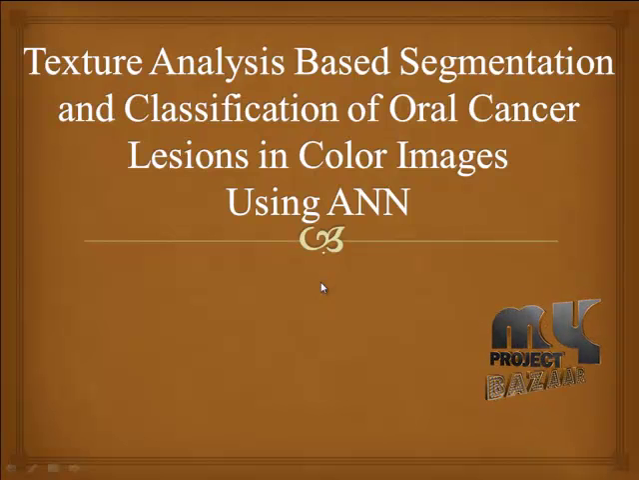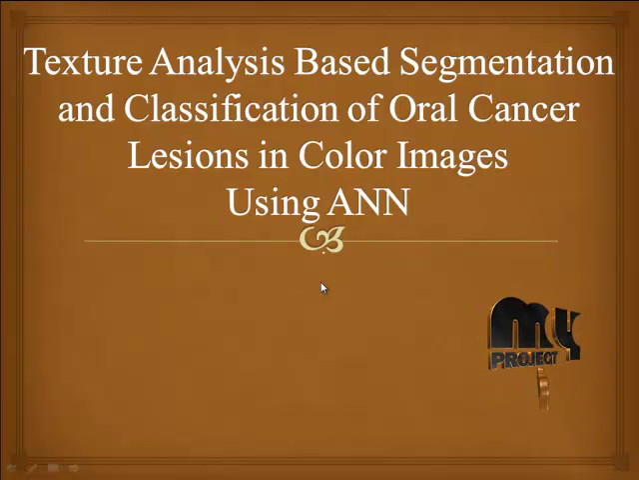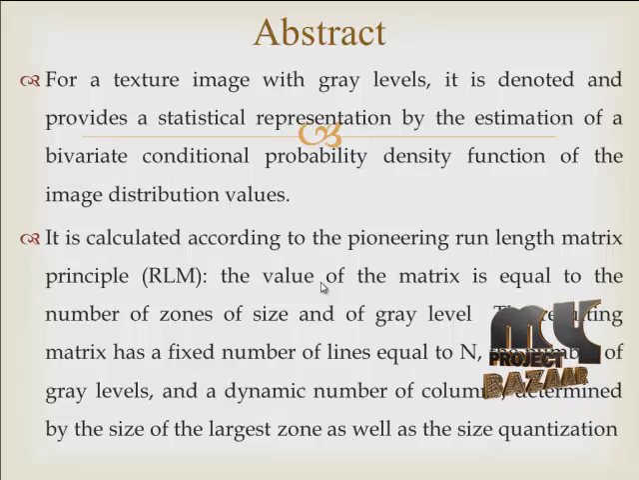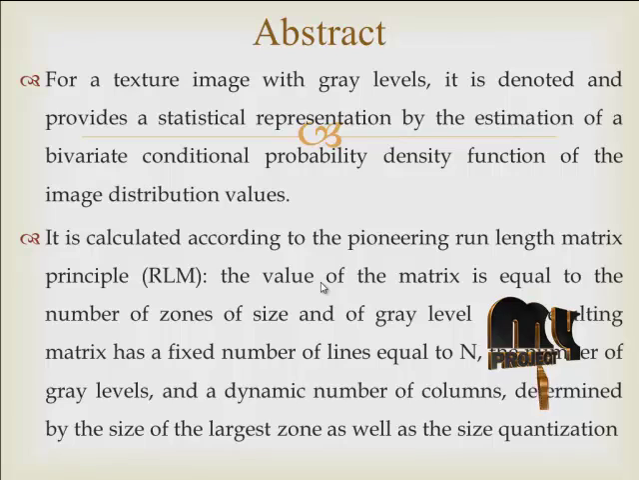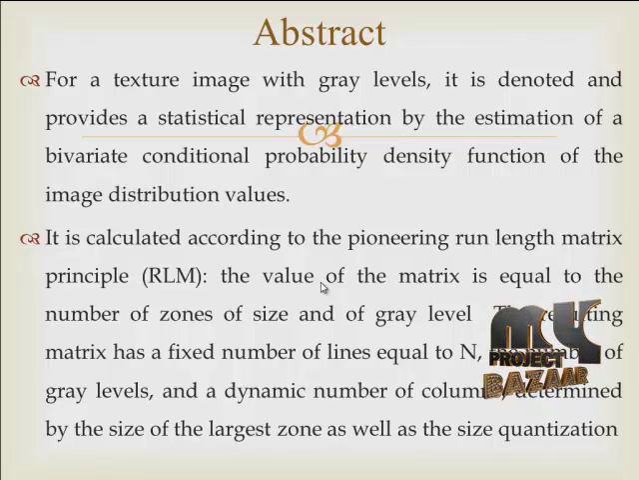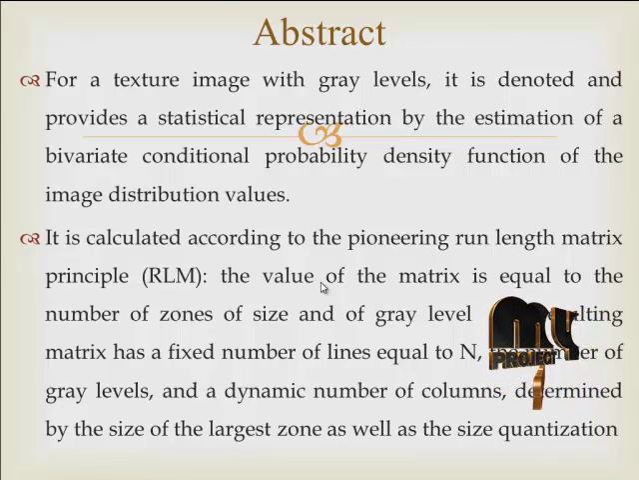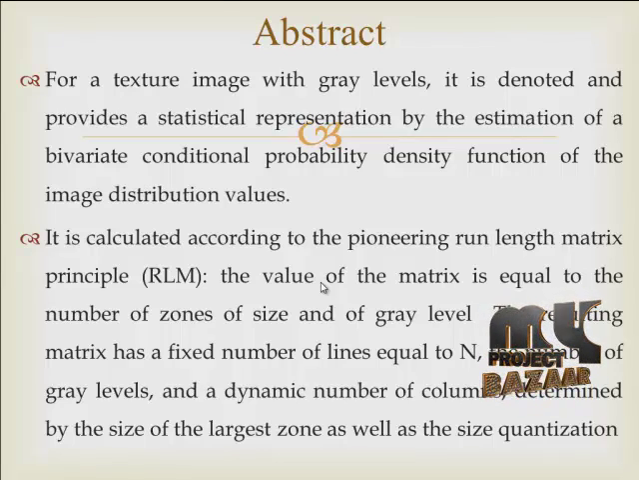Let's discuss the product. Our product is texture analysis based segmentation and classification of oral cancer lesions in color images using ANN. Features derived from gray level co-occurrence matrix, that is GLCM, and gray level run length matrix, that is GLRLM, are widely used for image characterization based on texture analysis.